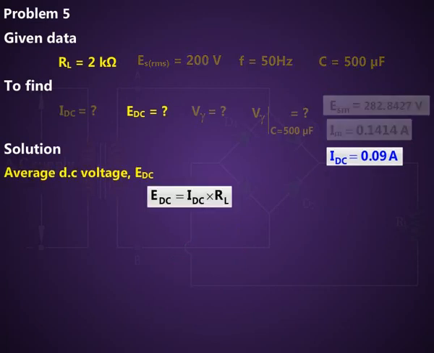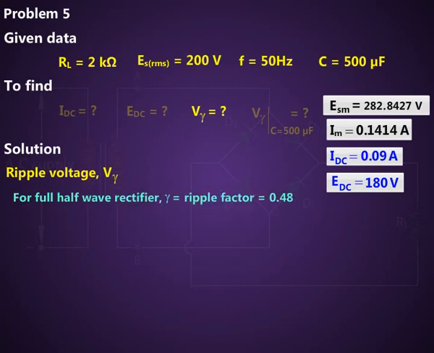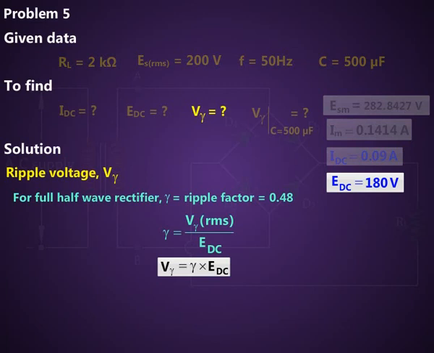Average DC voltage EDC. EDC is equal to IDC into RL. By substituting IDC and RL value, we get EDC is equal to 180 volts. Ripple voltage V gamma for full wave rectifier: ripple factor is equal to 0.48. Gamma is equal to V gamma RMS by EDC. Therefore, V gamma is equal to gamma into EDC, that is equal to 86.4 volts.